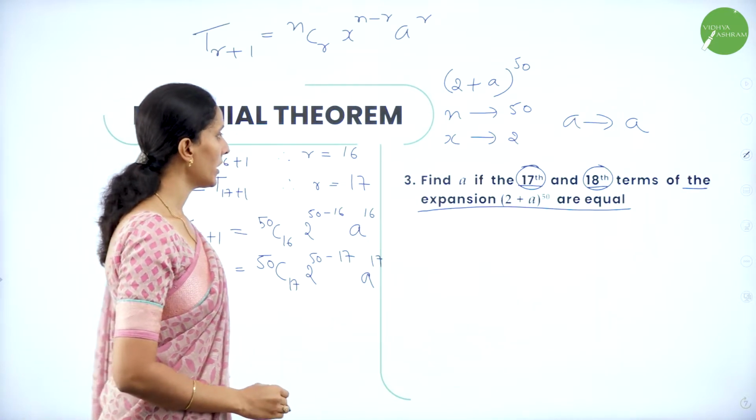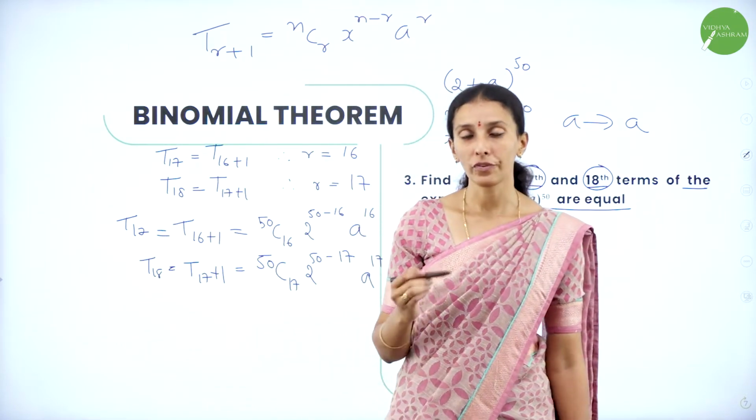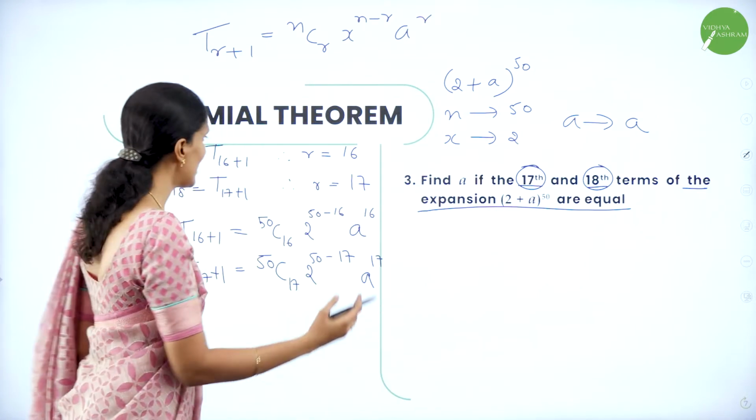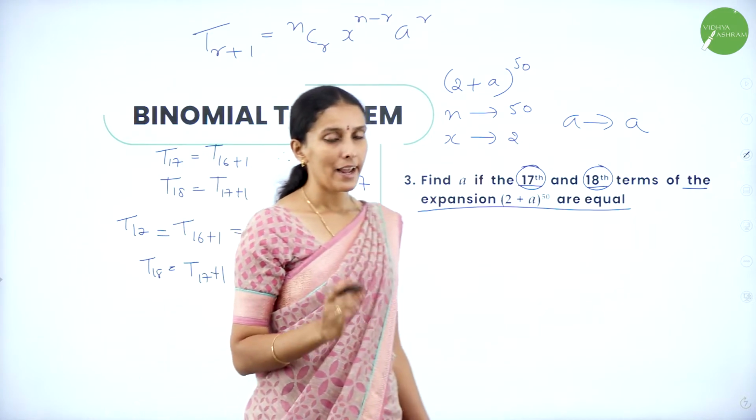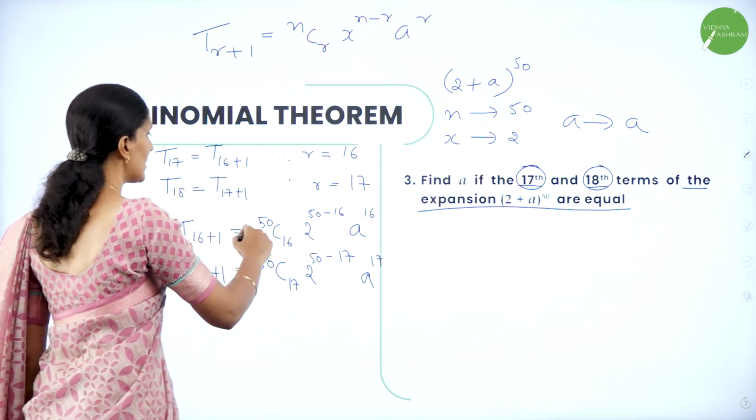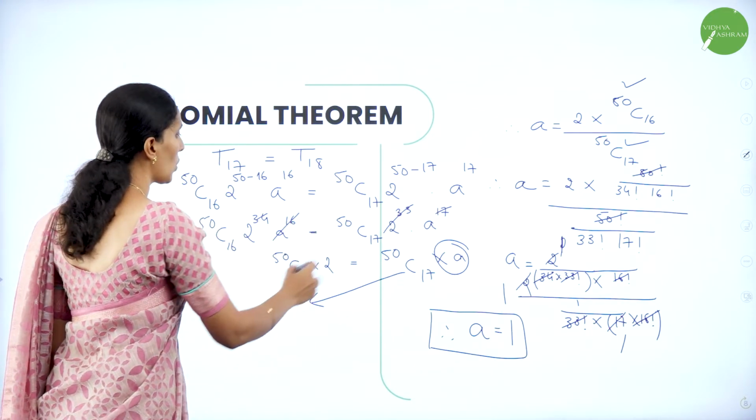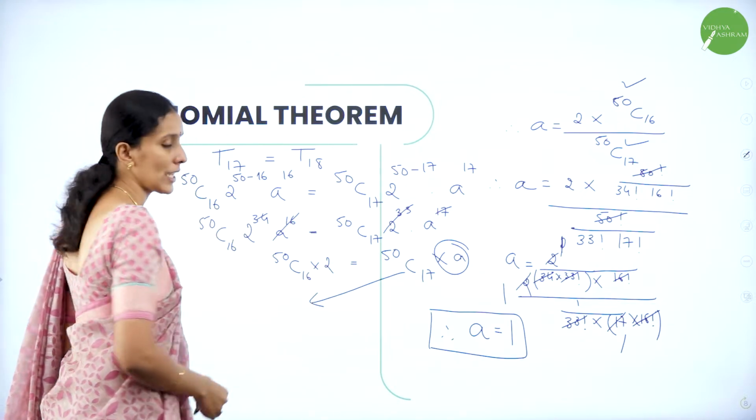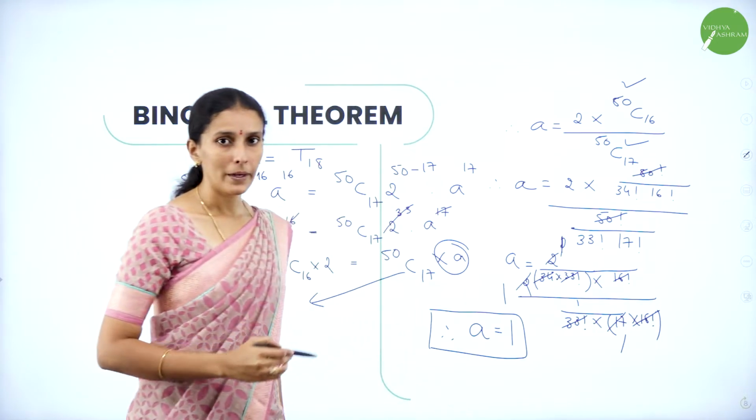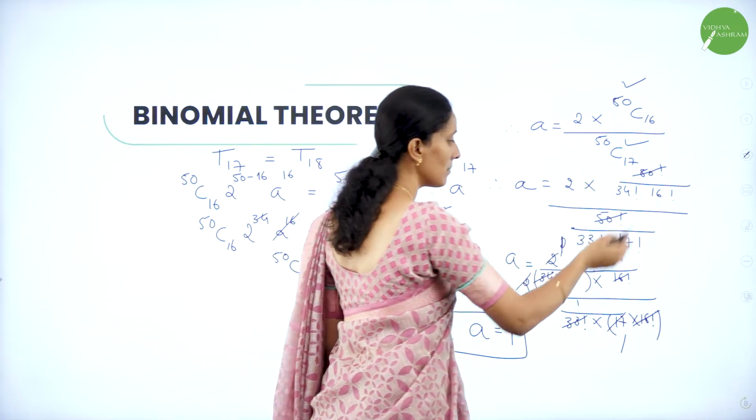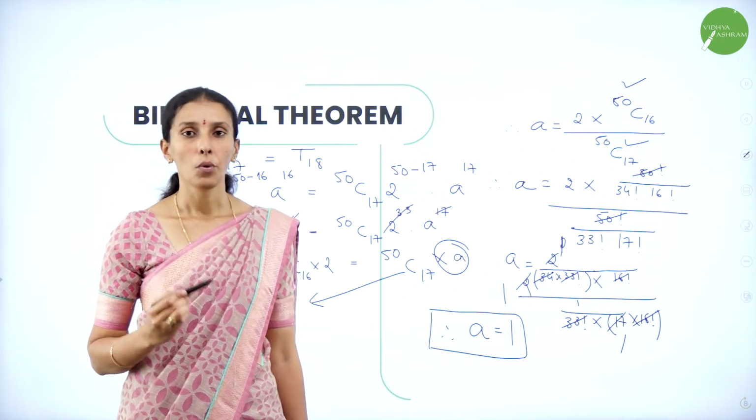So what I am supposed to do here: they have given that the 17th and 18th terms are equal. I need to find the value of A. Just find the 17th and 18th term. R is different there. N, X and A are the same for both the expansions. Just equate this, since they have given they are equal. After equating, I am left with this LHS and RHS. So find the value of A by applying the combination formula and cancelling all the terms wherever necessary, then you are left with A is equal to 1.